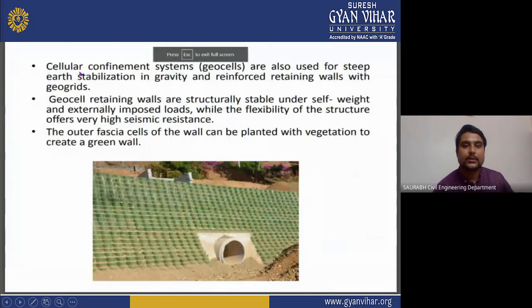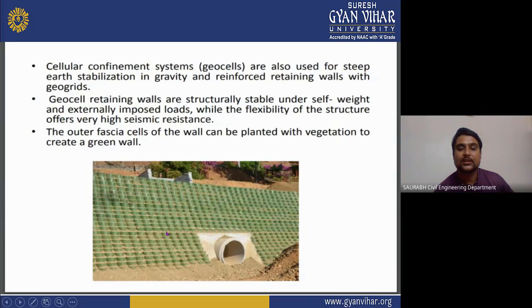Now this is your cellular confinement system. Geocells are used for earth stabilization in gravity and reinforced retaining walls with the geogrids. Geocell retaining walls are structurally stable under self-weight and externally imposed load. While the flexibility of the structure offers very high seismic resistance, the outer fascia of the cells of the wall can be planted with vegetation to create a green wall.